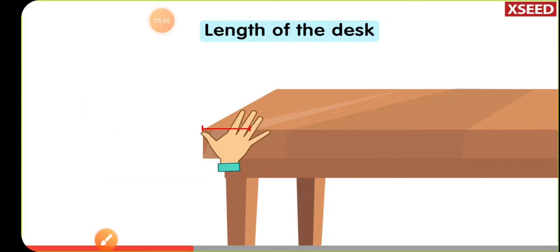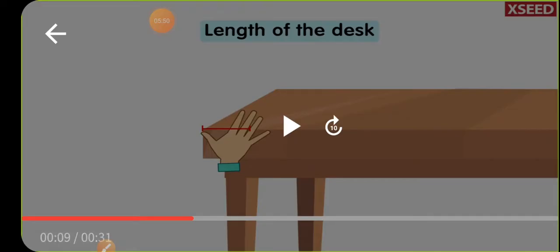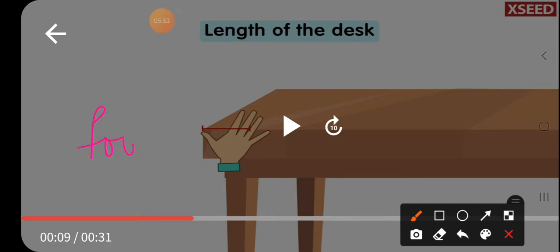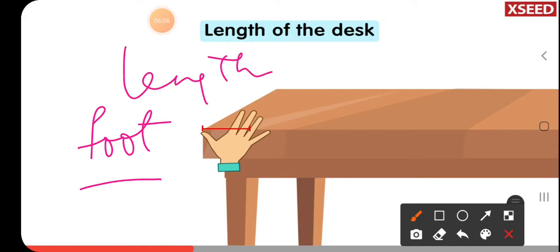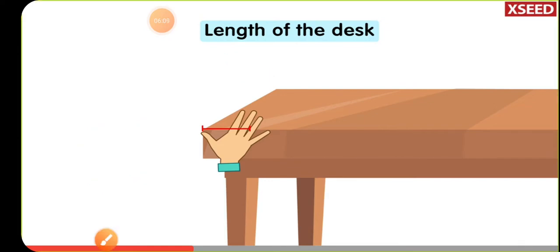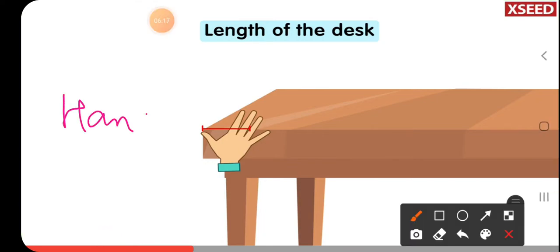Children, other than that there is another non-standard measuring unit that we call a foot. Foot is the foot of your leg. Nowadays also we use feet, measuring our height in terms of 5 feet 2 inches, like that. So your handspan, cubit and foot are the non-standard units which vary from person to person based on their size.